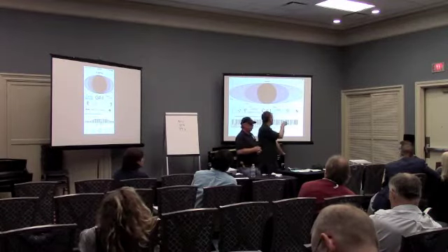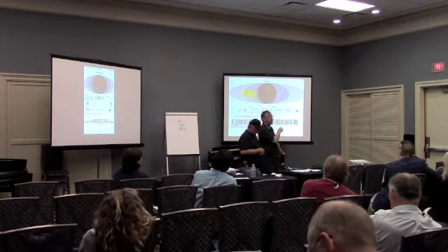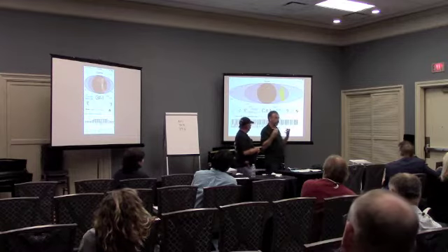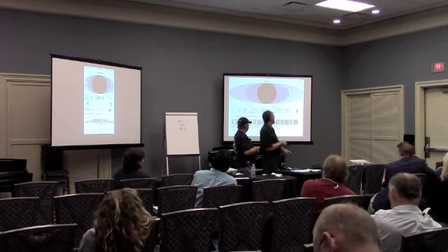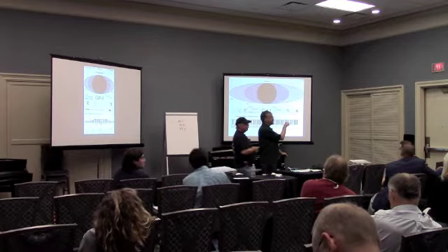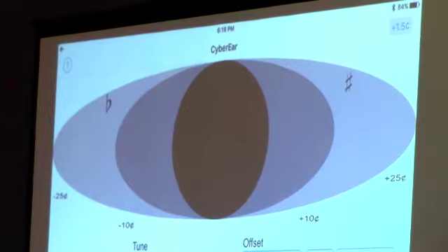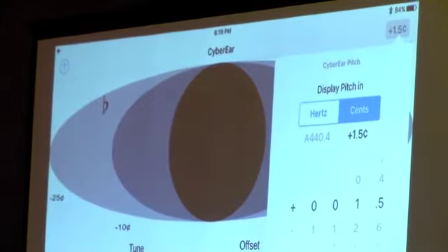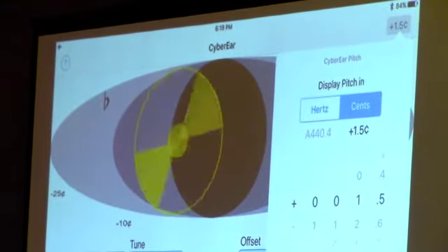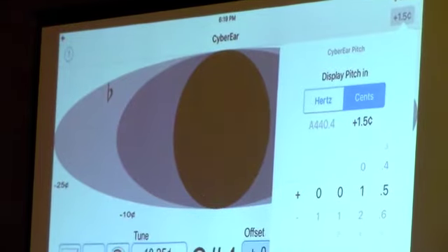So what's happening here? I've got 1.5 cents. I'm tuning 1.5 cents sharp to A440, but I'm actually tuning 1.7 because these two add to each other. I could set an offset, but you should be careful when you do that because you may forget that you've set an offset there.